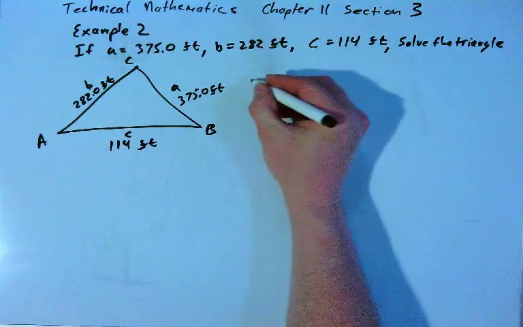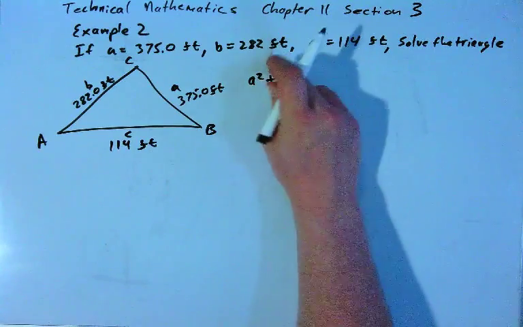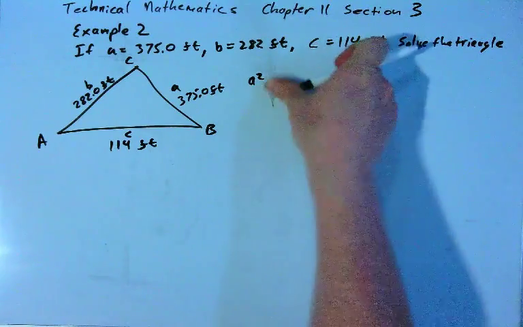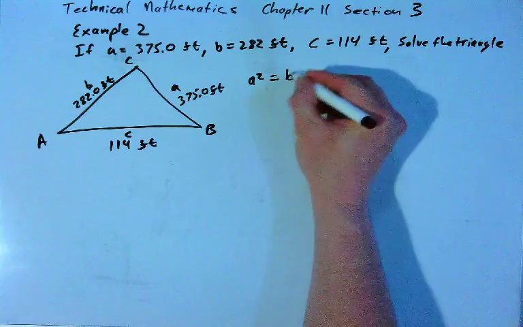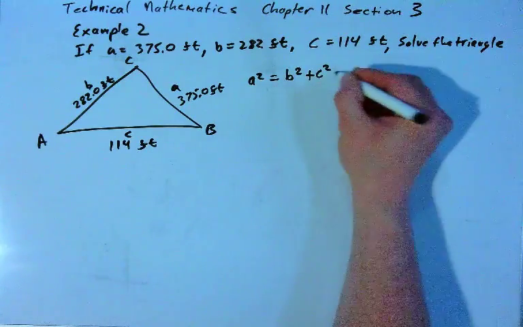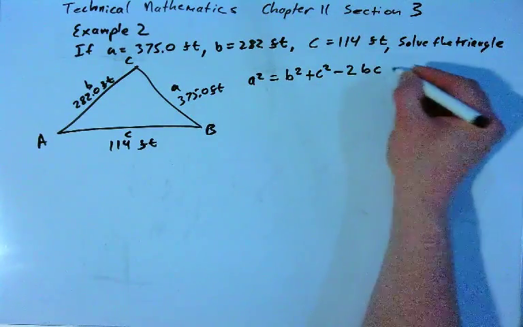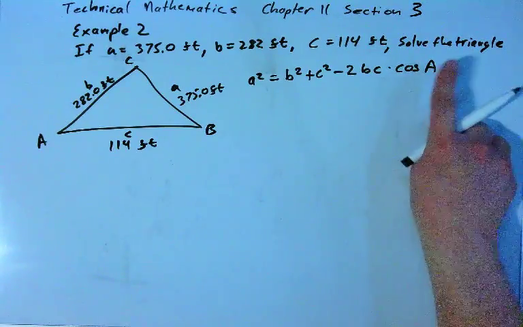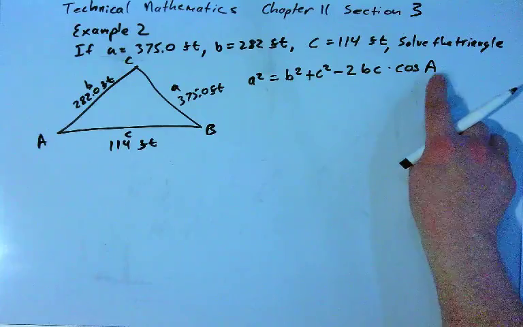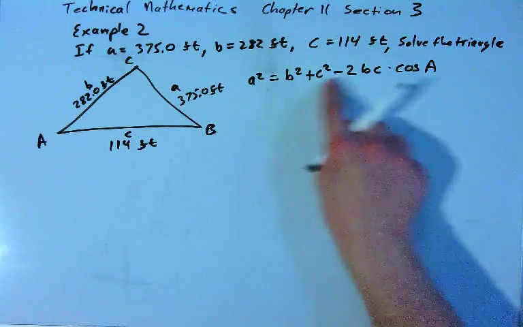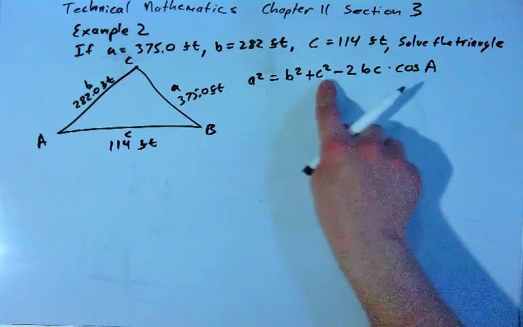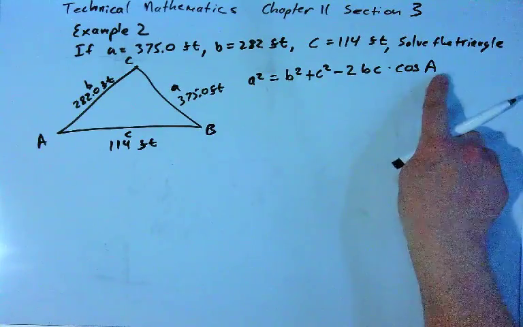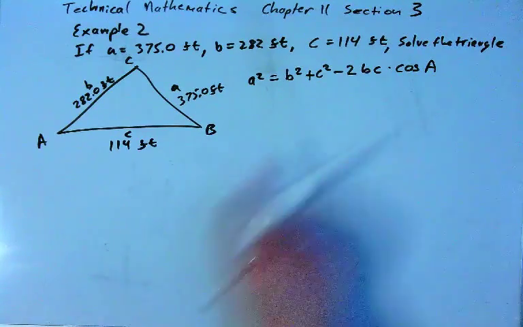And so I will choose a squared equals b squared plus c squared minus 2bc times the cosine of A. Okay, and we're trying to solve for A. That's the angle that we don't know. We know all of the sides, right? A, B, and C. We know all of that information. We're trying to solve for angle A.